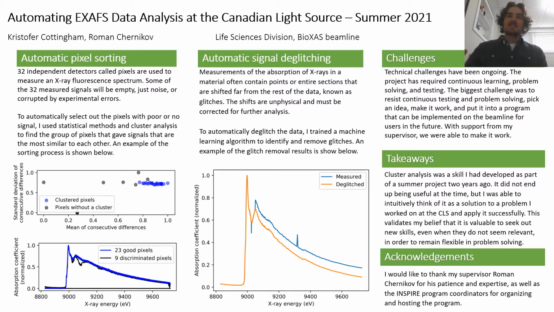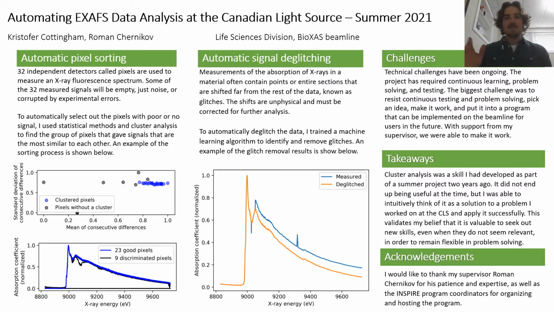However, some of these signals also come out with these very localized errors called glitches, where a single point or a section of the signal will be shifted by some unphysical amount relative to its neighbors. These need to be removed as well for further analysis.